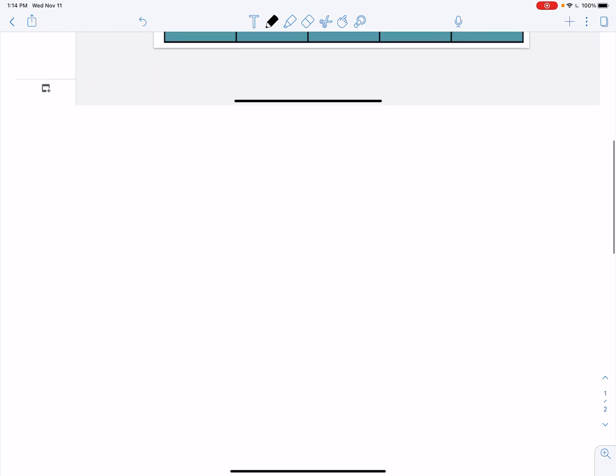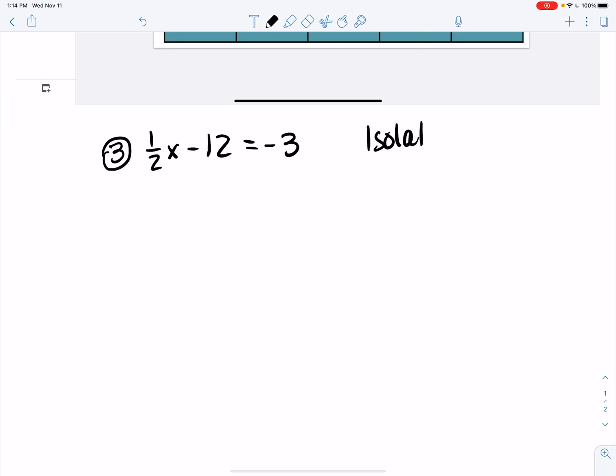So completing number 3, the problem is 1/2 x minus 12 equals -3. So we are using the inverse property. We want to isolate the variable. So we're going to move away everything that is the least connected first, which in this case is the -12. By this time, you should know that everything you do to one side of the equal, you have to do to the other side of the equal.